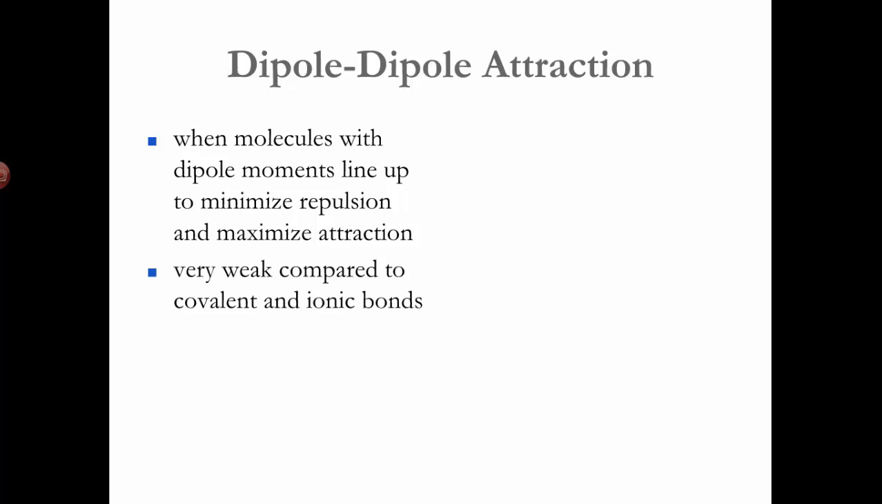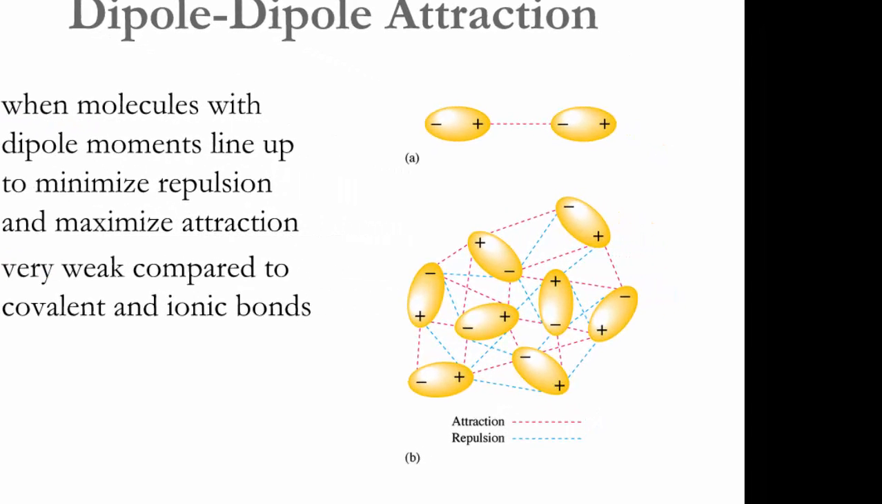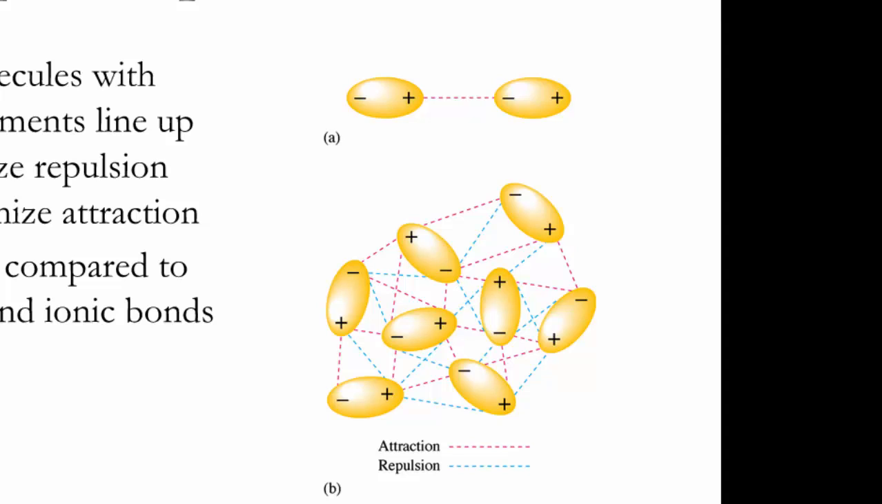Okay, but these are not as strong as ionic attractions, where you have a fully positive ion attracted to a fully negative ion, and they attract each other and they stick together really well. Dipole-dipole attractions are weaker than that, and much weaker than covalent bonding. So here you can see these little yellow ovals with a plus side on one end and a minus side. Those are cartoon representations of a polar molecule, dipole moment.